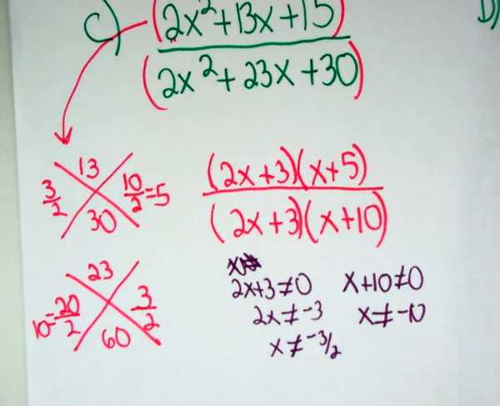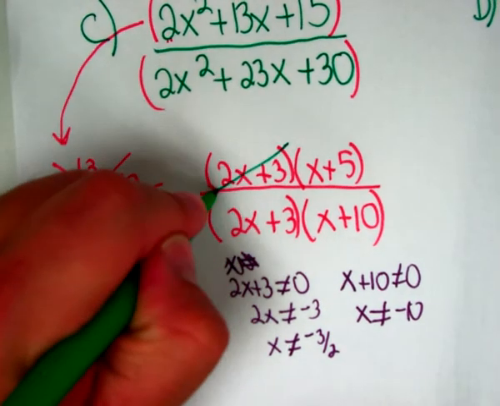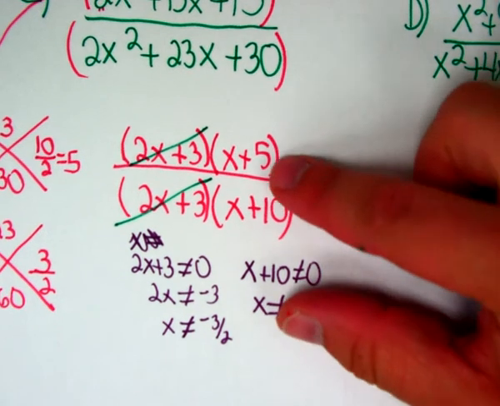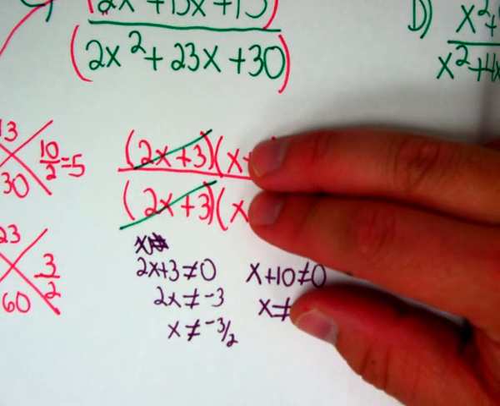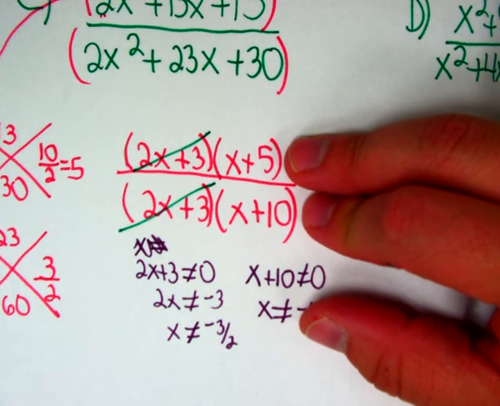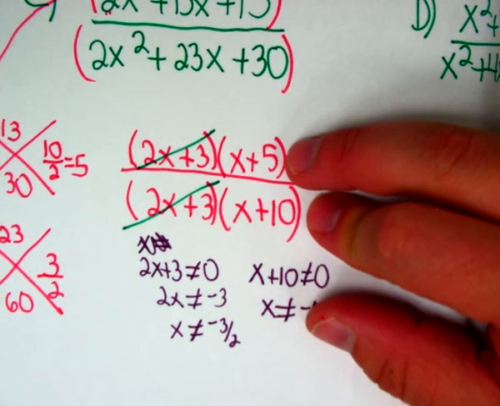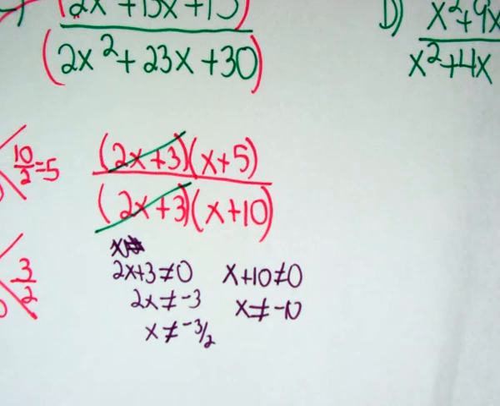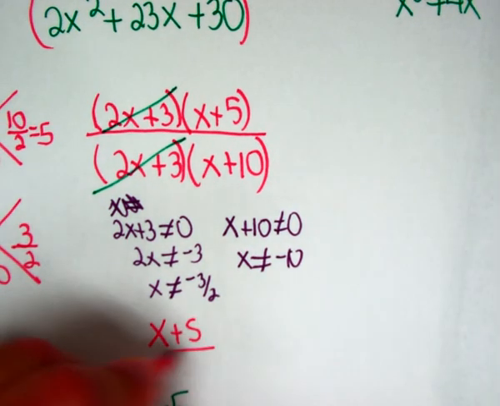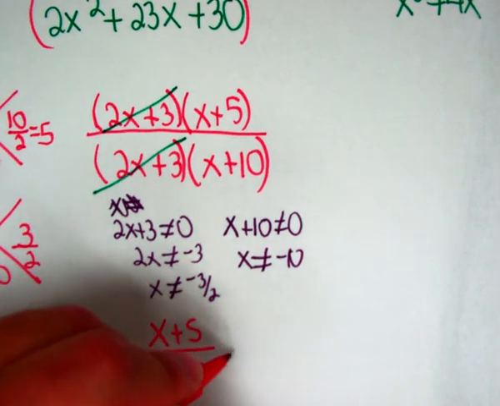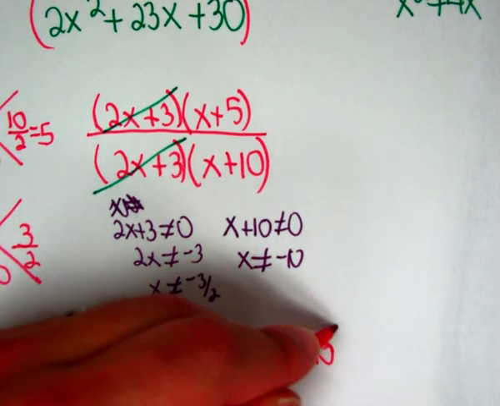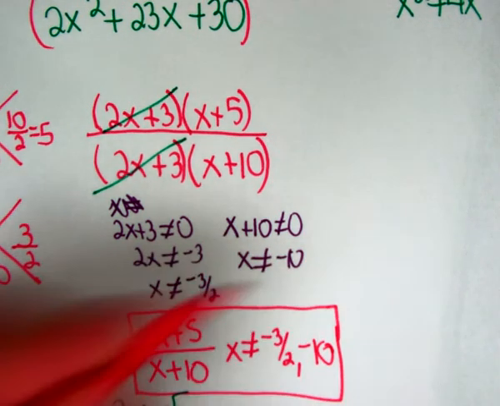Let's go through and cross out things. These two are in common from the top and bottom. Again, when you get to this step right here, a lot of people look at these and say, oh my gosh, I can cross out the x's, and I can take 5 over 10 and reduce it and make it 1 over 2. But remember, this is not a 5 and an x. This is an x plus 5. It stays as a binomial. So there's nothing else I could do with that to simplify it, so we leave it as x plus 5 over x plus 10. x cannot equal negative 3 over 2 or negative 10. This is our final answer there.